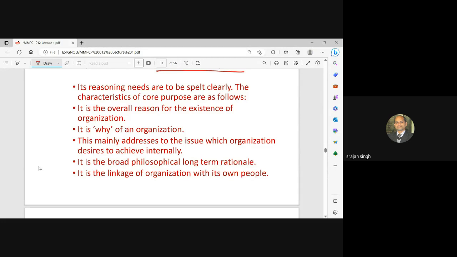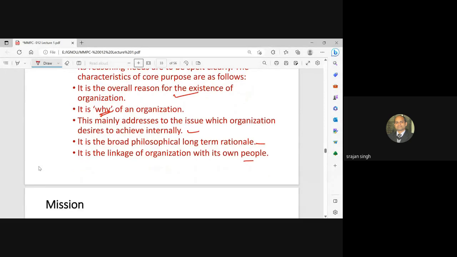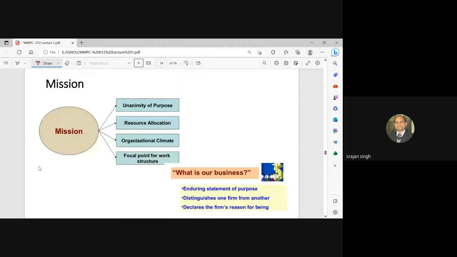The characteristics of core purpose are as follows. It is the overall reason for the existence of the organization. It is the why of an organization, that is, why do we exist, right? This mainly addresses the issue of what the organization desires to achieve internally. It is the broad philosophical long-term rationale. It is a linkage of the organization with its own people. Okay, so this was core values. Now, mission.